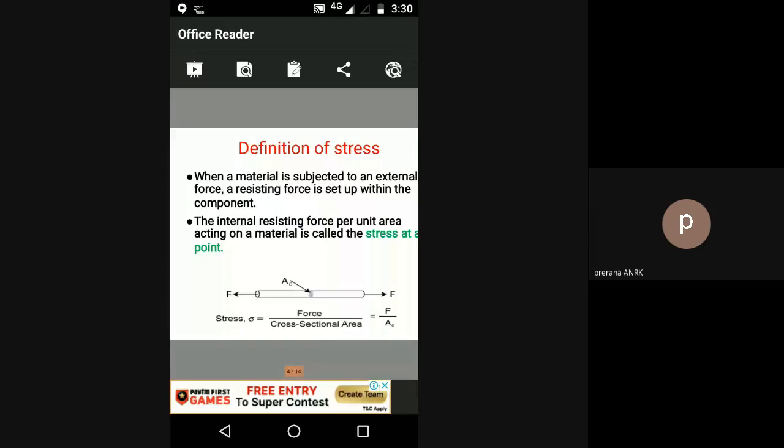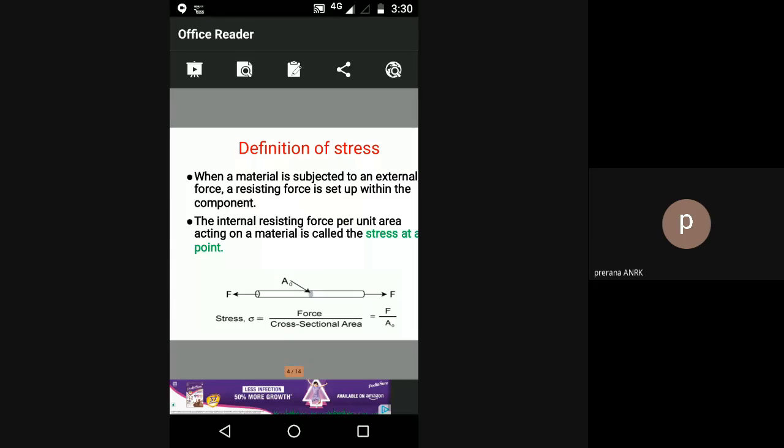Next slide. What is the definition of stress? Generally, students say that stress is equal to load by area. Don't think like that. If you are applying the load, the stress will be produced. Suppose I am placing one member on the ground. If you are applying the load on that, then what happens? Some work will be done, not stresses, because we know work done means force into displacement. We are applying some amount of force, and the member gets some amount of displacement.